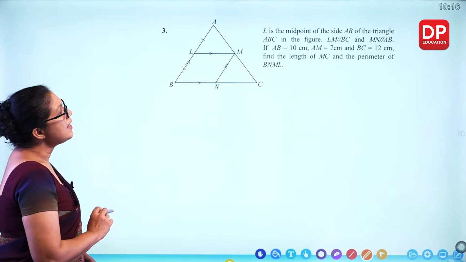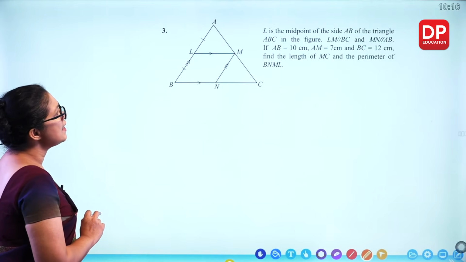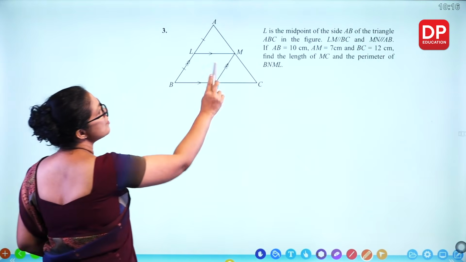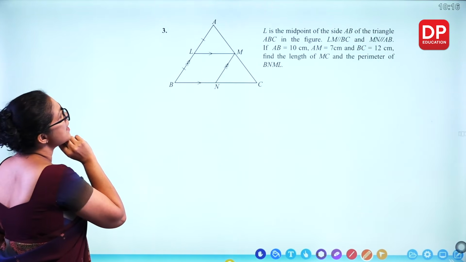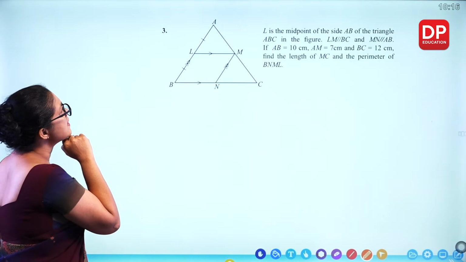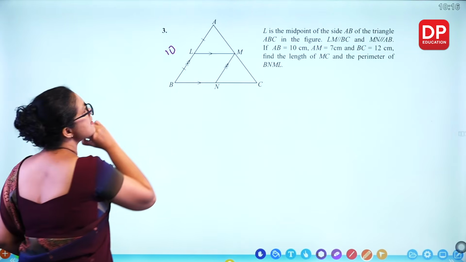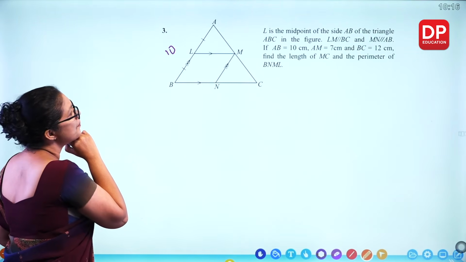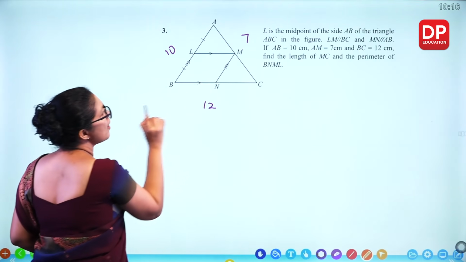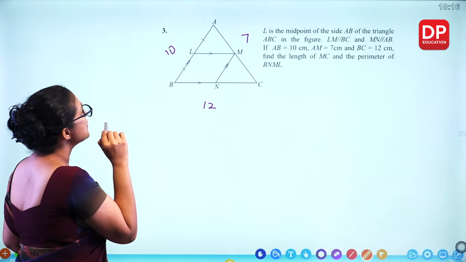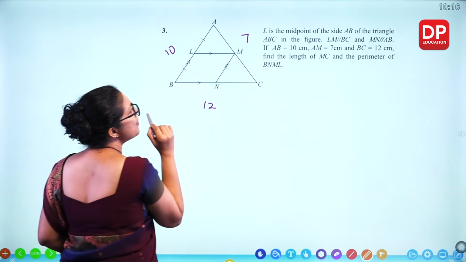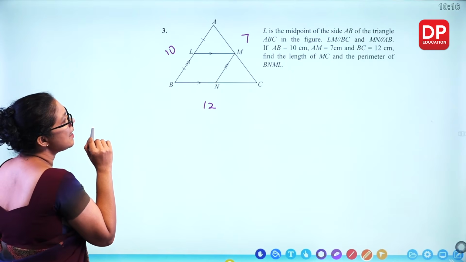Question number 3. L is the midpoint of side AB of the triangle ABC in the figure. LM is parallel to BC and MN parallel to AB. If AB is 10, AM is 7 and BC is 12, find the length of MC, and the perimeter of BNML.